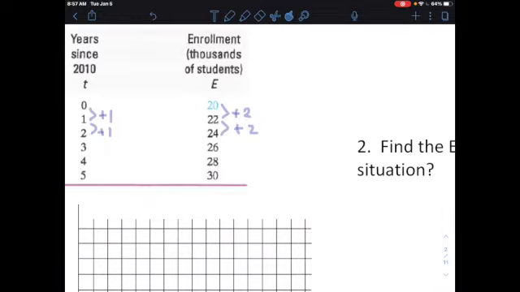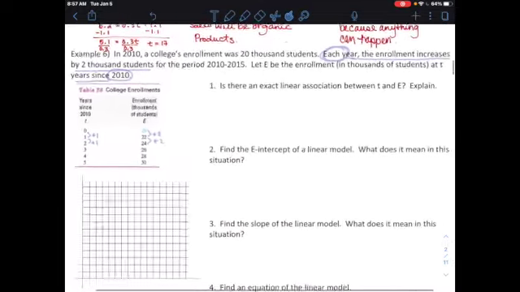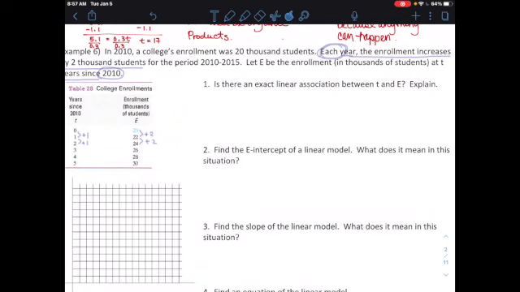Now, if you remember from previous things we talked about, we said if the enrollment is consistently increasing per year, then you should know something. So here we go. The first question. 1. Is there an exact linear association between T and E? Yes, there is an exact linear association. The reason for that is because every year it increases by the same enrollment number. The exact linear association between two variables is totally going to happen. All right, so let's write that down.